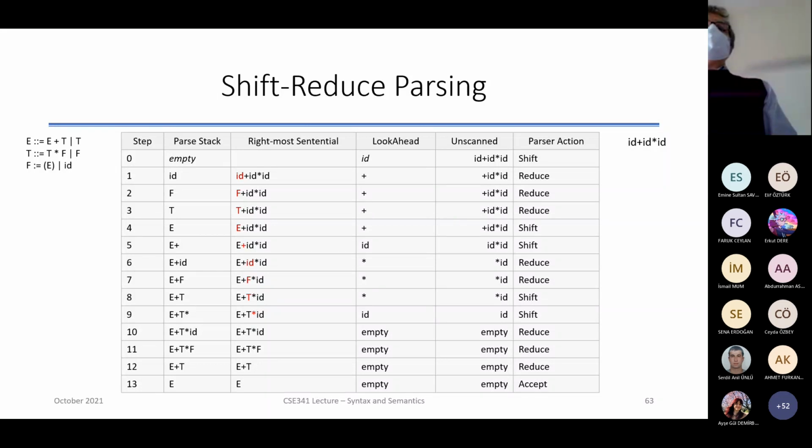stack, and the implementation starts from the left to right scanning of your input, and you have two major actions and two minor ones. The major actions are either shift or reduce, and the minor ones are you give an error, or you give a success. So these are the actions.